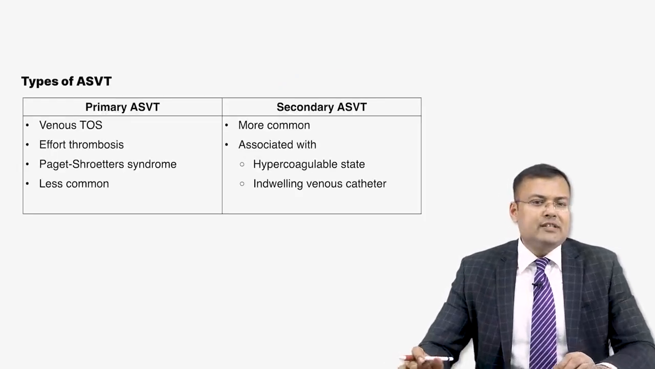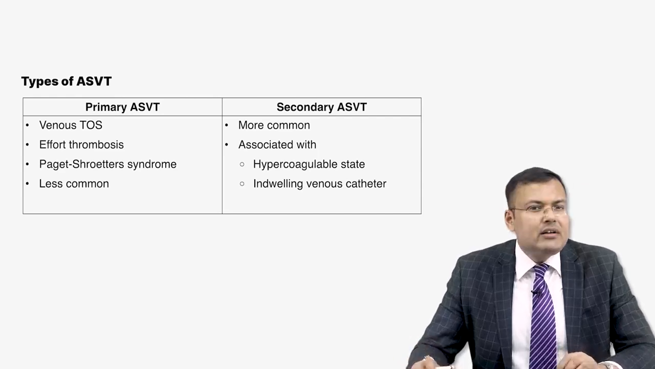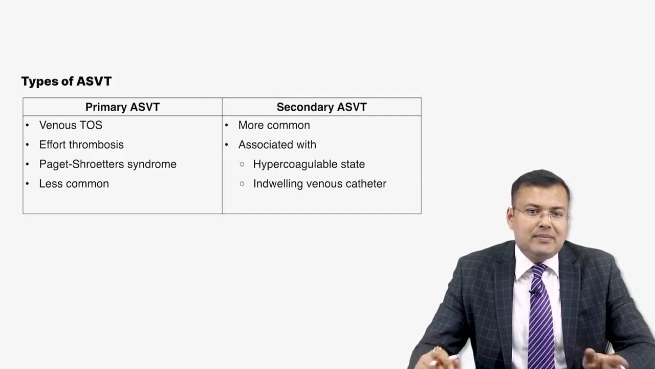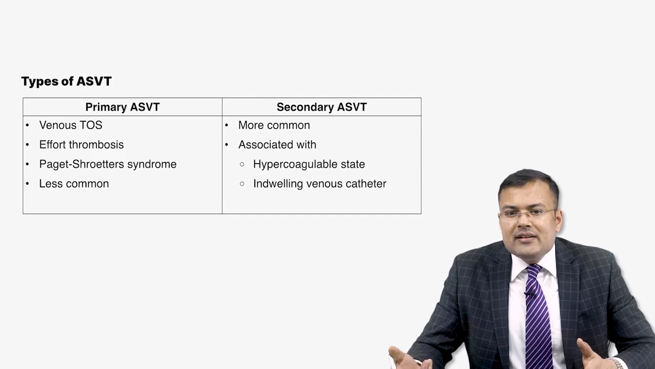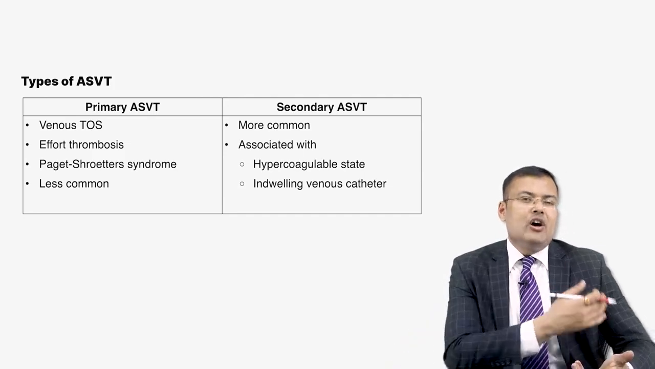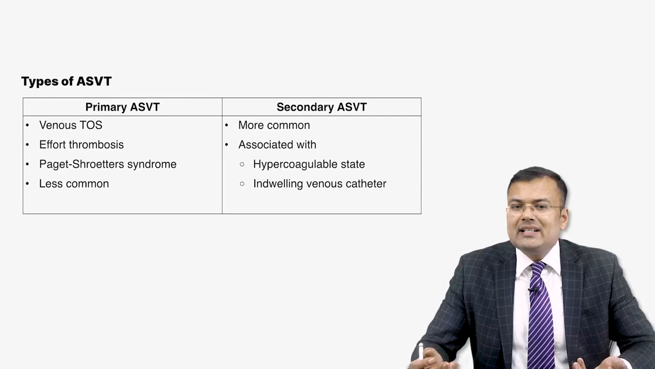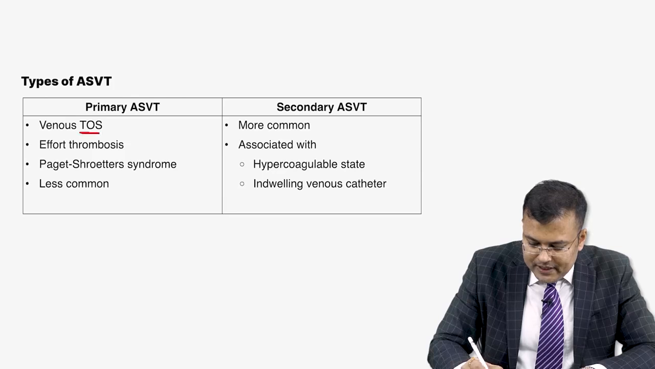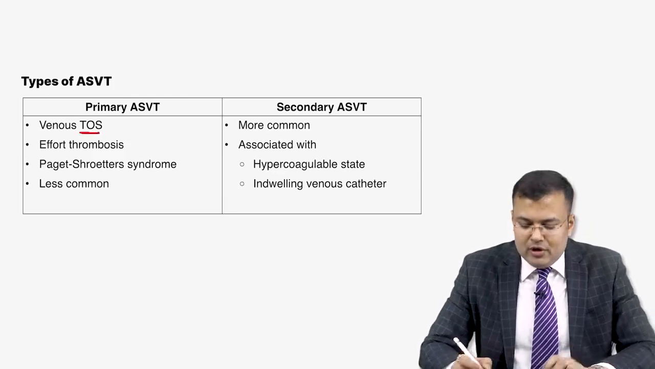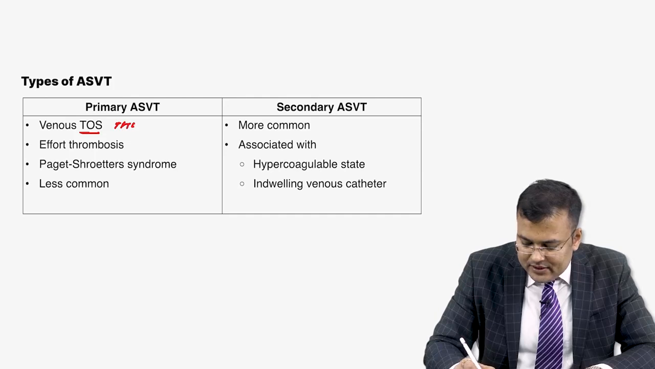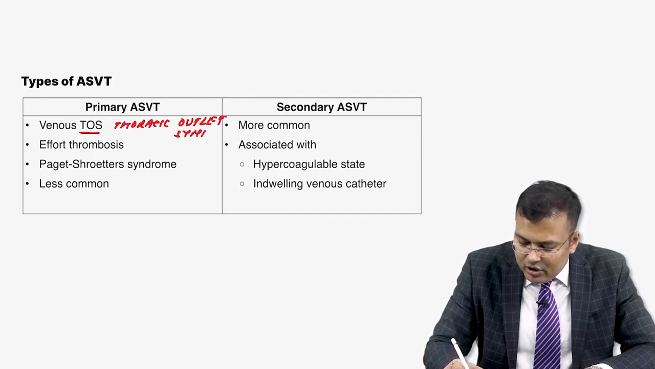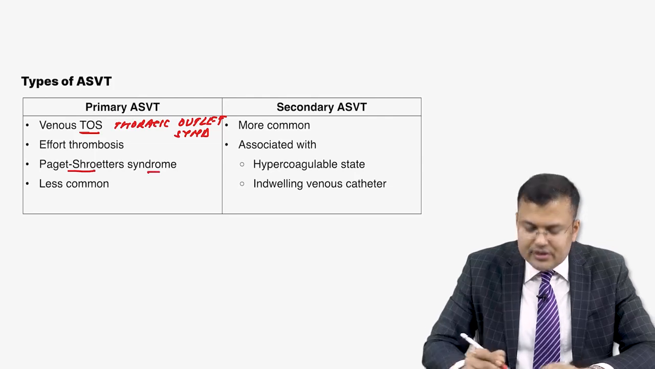What are the types of ASVT? Primary and secondary. Whenever there is no well-defined cause, if the cause is not clear, it is primary. And whenever it is secondary to a hypercoagulable state or some kind of indwelling catheter, it is secondary. Primary ASVT is also known as venous thoracic outlet syndrome, TOS. It is also known as effort thrombosis, also known as Paget-Schroetter syndrome.